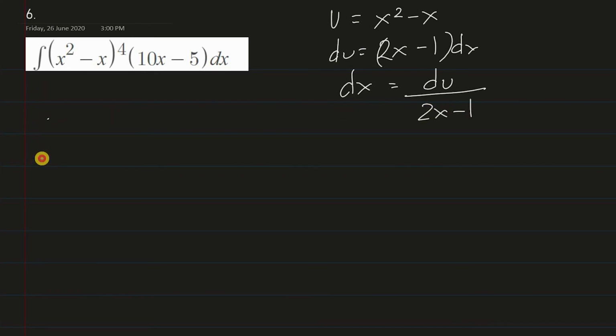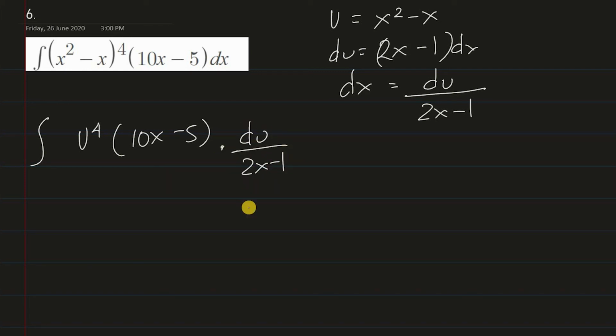Ngayon, mag-substitute na lang tayo. Let's find the integral of yung x squared minus x natin, remember, that's u. So, magiging u raised to 4 times 10x minus 5, tapos yung dx natin ay du over 2x minus 1. Hala! Paano na naman yan? Nandyan pa rin si x. Paano na tayo makaka-move on kung nandyan pa rin si x? Paano natin aalisin si x?